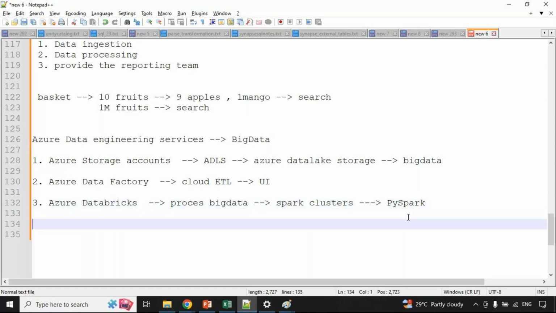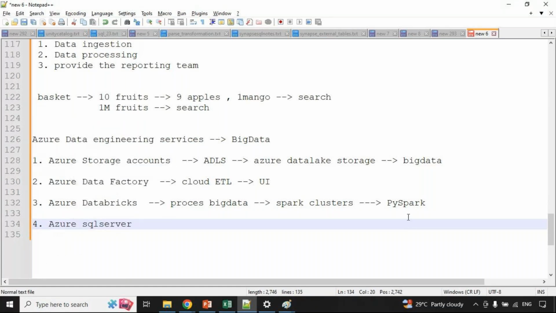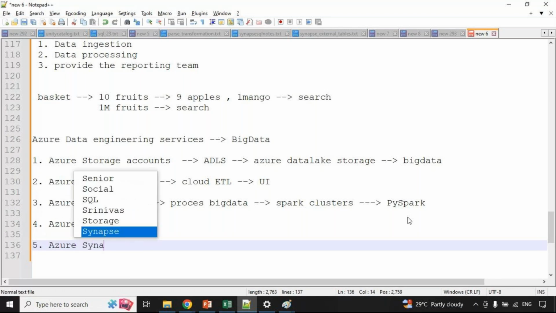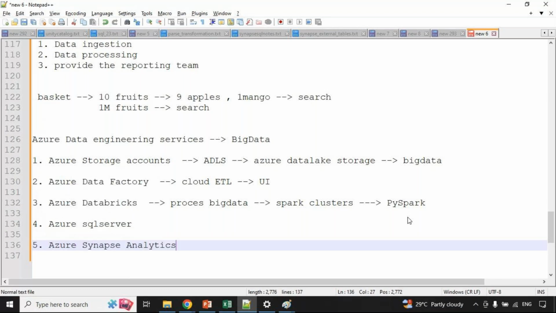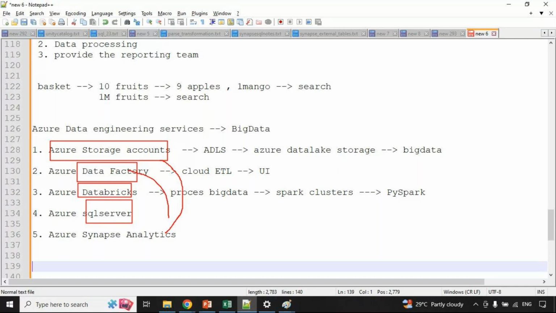And I am going to discuss Azure SQL Server. Traditionally, whatever the SQL Server is used to maintain the data, the same SQL Server is available in the cloud. And here we are going to discuss Azure Synapse Analytics. Here, guys, whatever the storage account, Data Factory, Databricks, SQL Server, all are integrated in Synapse.